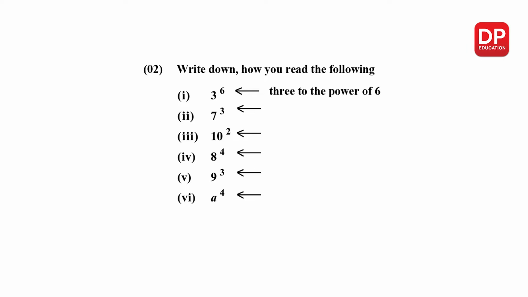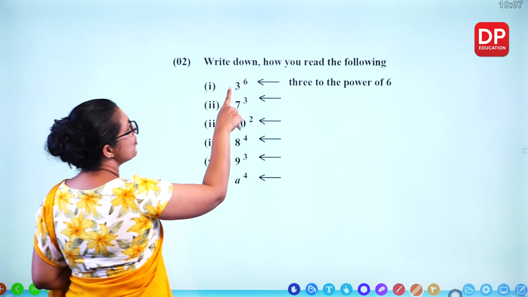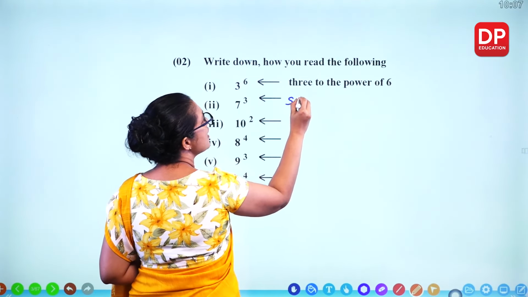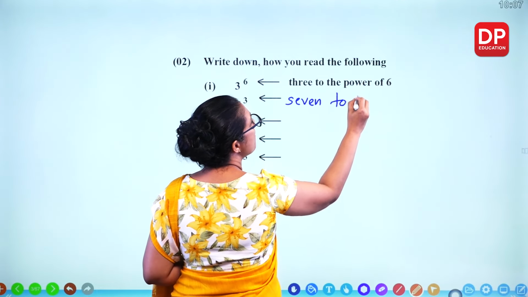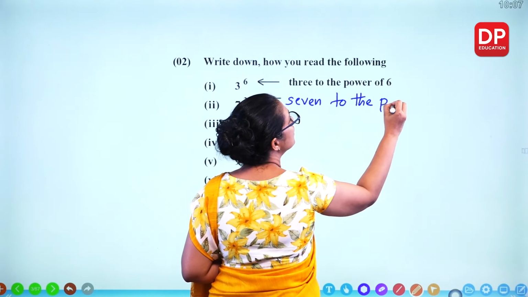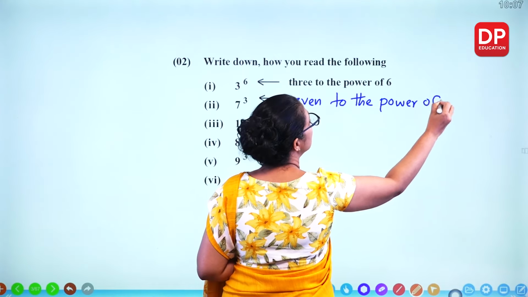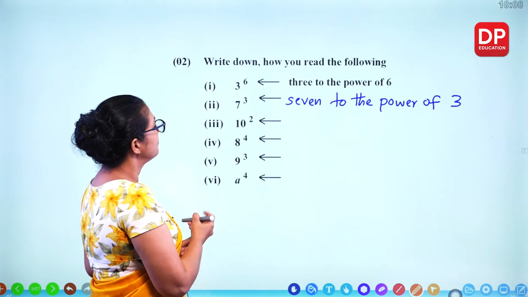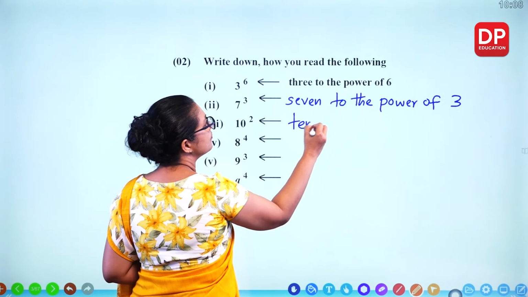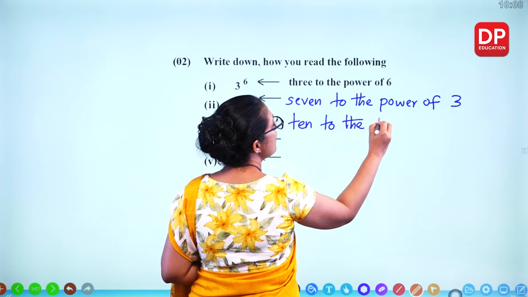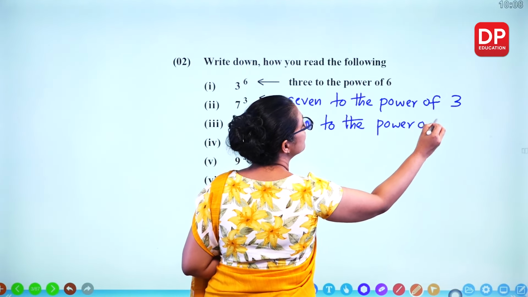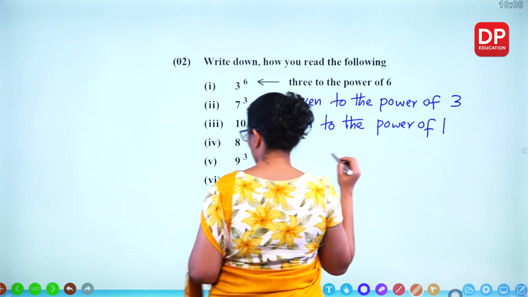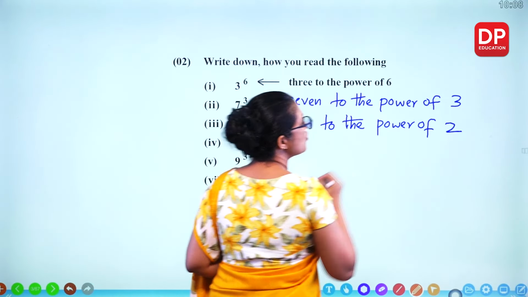Write down how you read the following. 3 to the power of 6. What is this one? 7 to the power of 3. 10 to the power of 2, or you can write the number. So here I can write number 2.